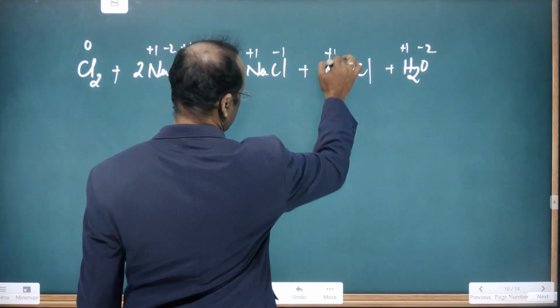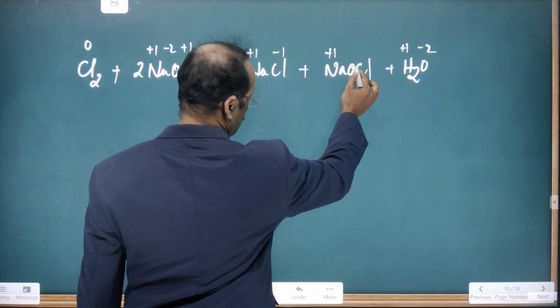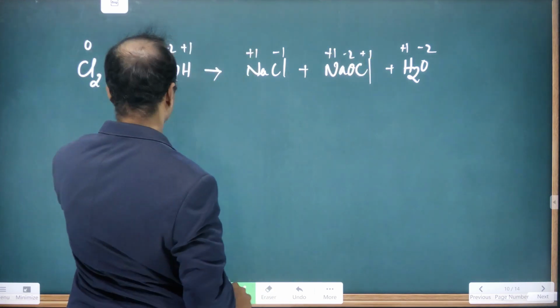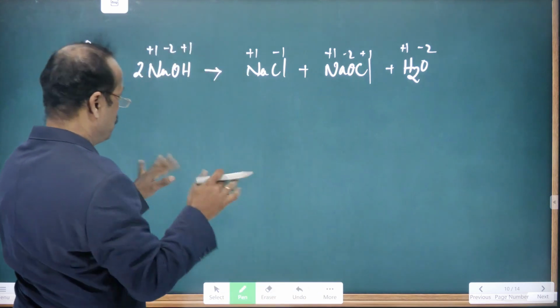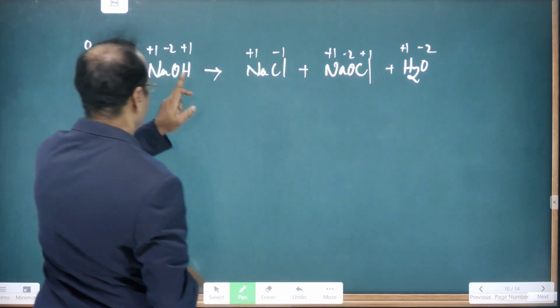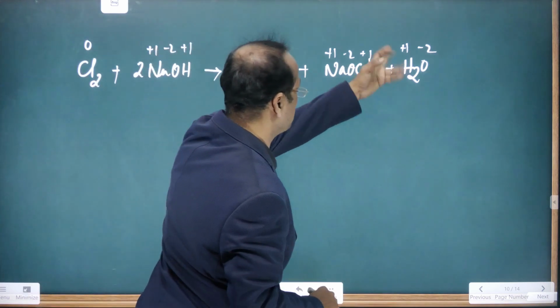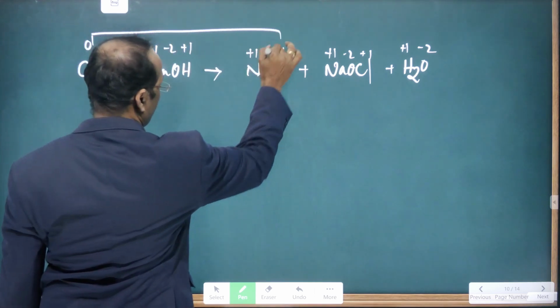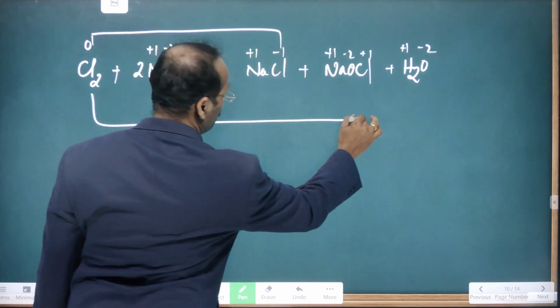Here sodium is +1, oxygen is -2, so chlorine should be +1. Sodium is +1 throughout, no change, leave it. Oxygen is -2 throughout, leave it. Hydrogen is +1, leave it. Now what is left? Chlorine: 0 to -1 here, 0 to +1 here.